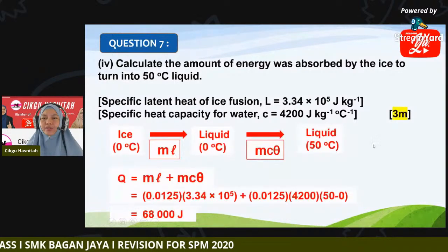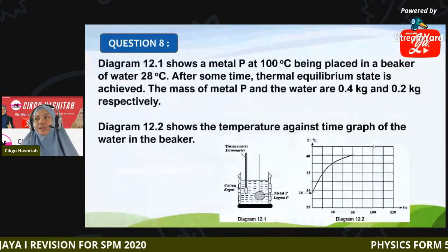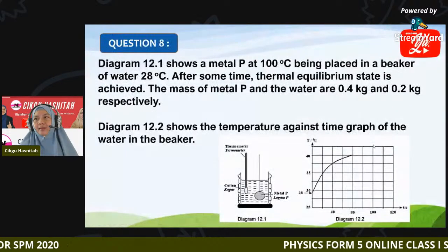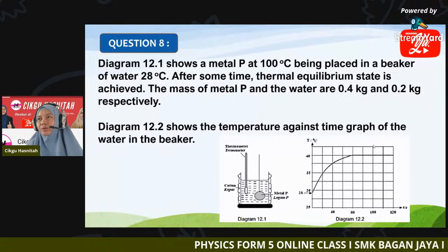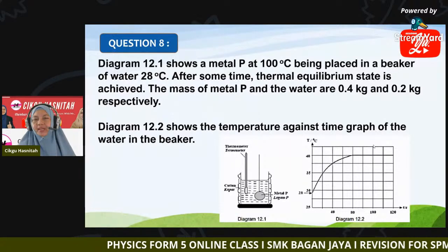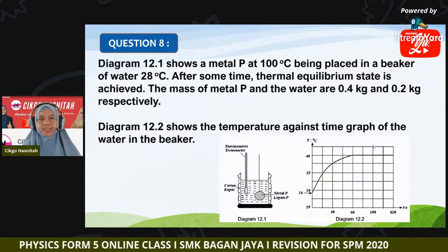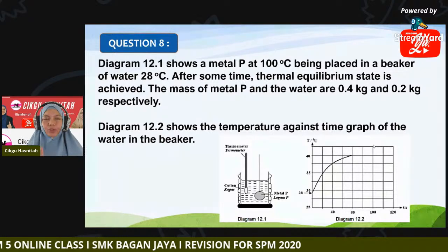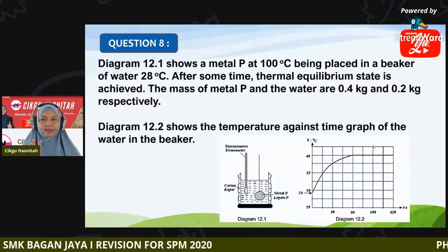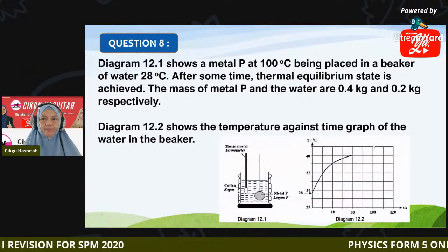Next, question 8. Question 8 is again on heat. Diagram 12.1 shows a metal P at 100 degrees Celsius being placed in a beaker of water at 28 degrees Celsius. So you can highlight all this information.